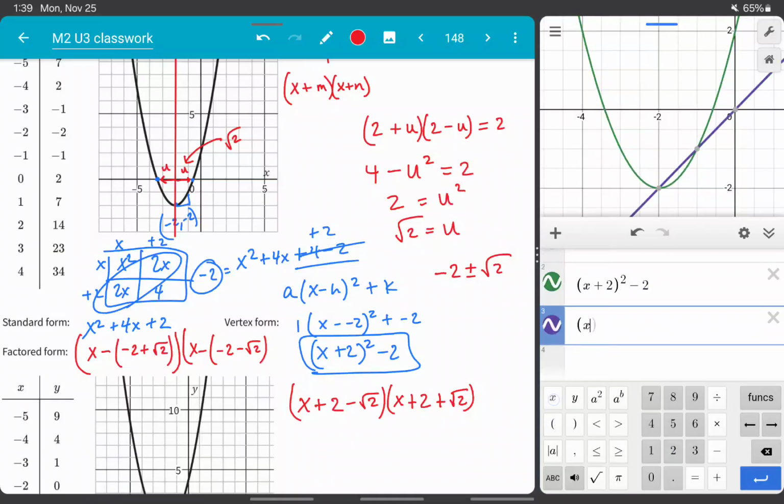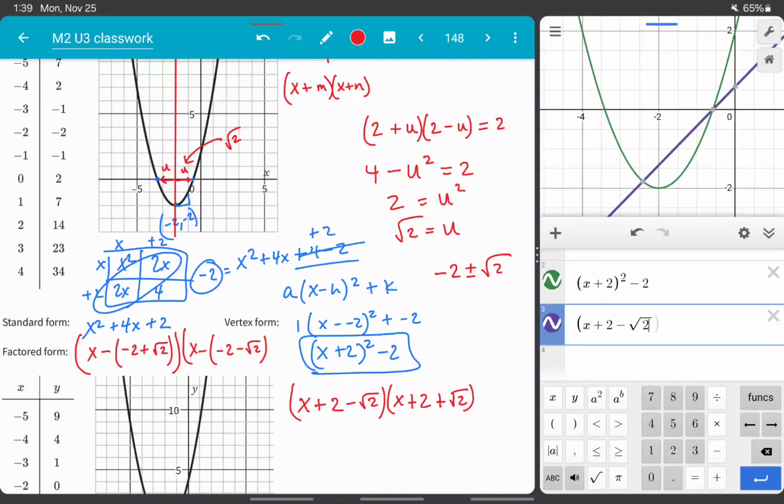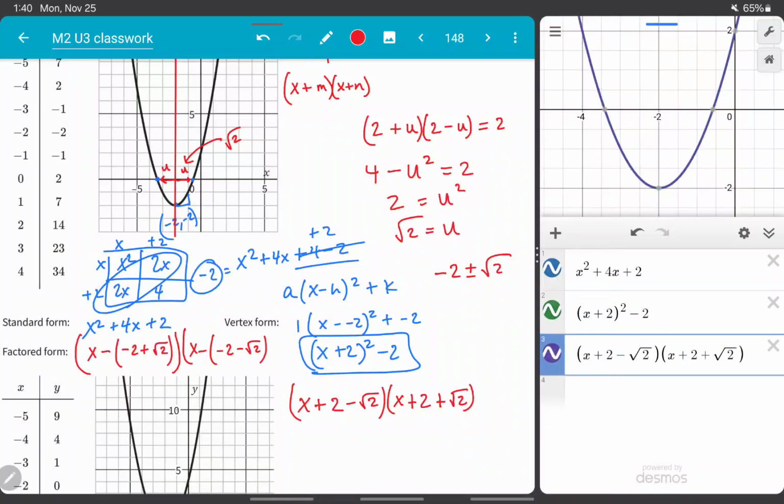Now let's try this one. Let's do (x plus 2 minus square root 2) times (x plus 2 plus square root 2). Maybe I like this one better with the extra parentheses, although this one is kind of simpler. I don't know, let's do both. And oh, look, that is also a perfect match. So that fit right on top of the other ones. You can see it right there and there. Okay, so that would be our factored form.